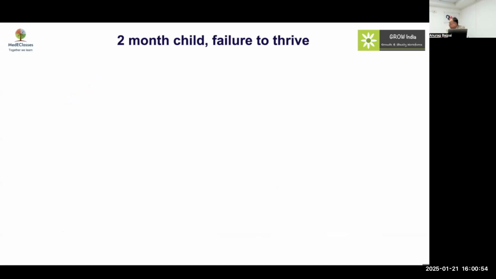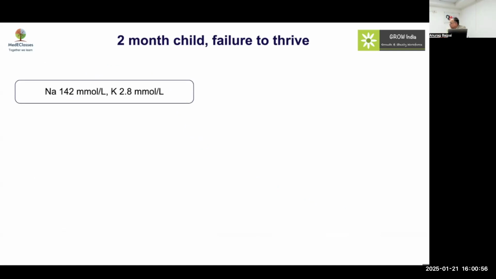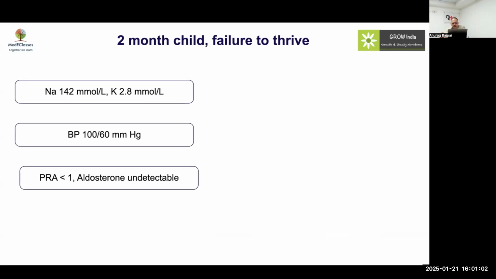So some patients with CAH, we may be able to wean off fludrocortisone subsequently because of this. So, Dr. Vibha, 2-month-old child with failure to thrive, sodium is 142, potassium is 2.8. There is high blood pressure for the age. Renin is undetectable, aldosterone is undetectable. What are you thinking of?